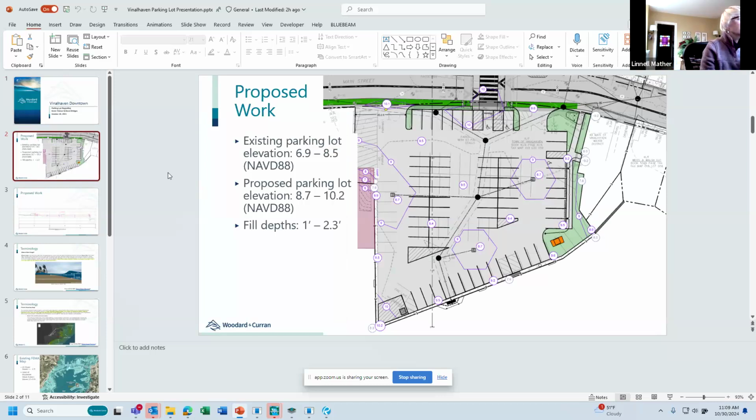Proposed work we're talking about is in the downtown public parking lot area, where the existing elevation ranges from about 6.9 to 8.5 in elevation in NAVD 88. The proposed parking lot has a low point at the catch basin of 8.7, and then the high point out at the corner of 10.2. And so the fill depths range from 1 foot to 2.3 feet, but that 2.3 feet is not along the face of the wall. That's lower, more like 1.5 feet along the edge of the wall.